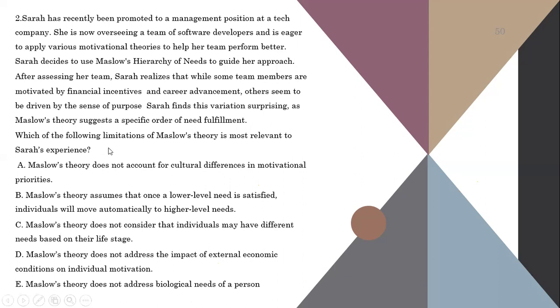Sarah finds this variation surprising, as Maslow's theory suggests a specific order of need fulfillment. Which of the following limitations of Maslow's theory is most relevant to Sarah's experience? A, Maslow's theory does not account for cultural differences in motivational priorities.